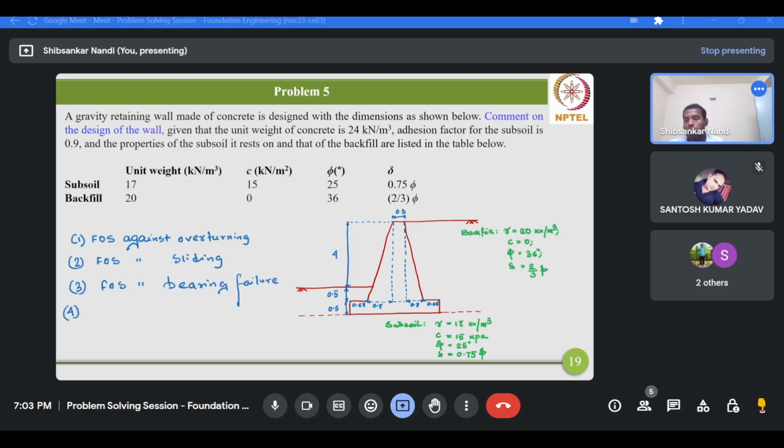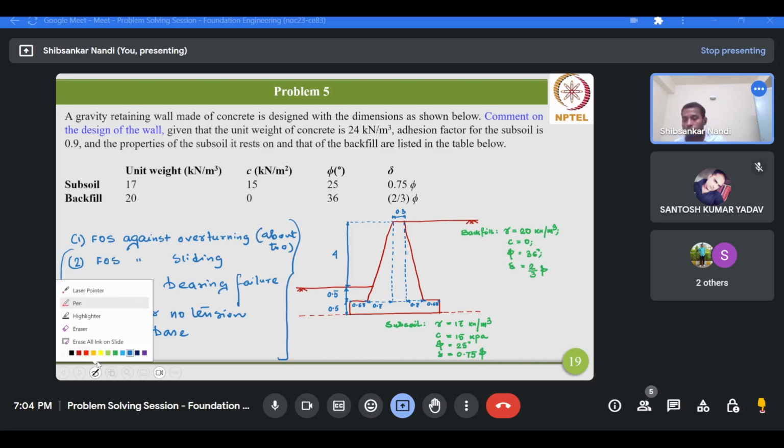And this should be the first check, or rather we can put it in this order. So, check for no tension condition at the base. And this against overturning, this will be about 2. Okay.